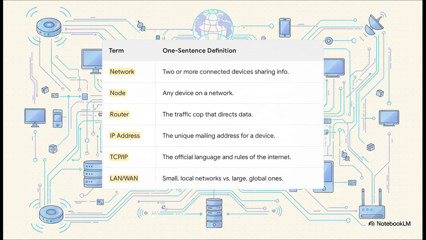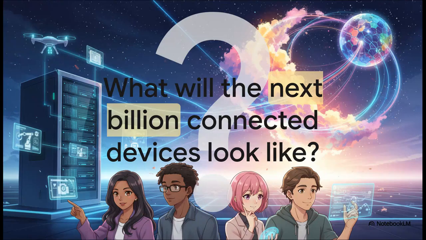And here it is, the ultimate summary. If you can explain these 6 concepts, you have a solid, fantastic foundation in computer networking. A network connects nodes. A router is the traffic cop that directs data using an IP address. The whole thing works because of the rules of TCP/IP, and it all happens on small LANs and giant WANs. Boom! That's the core of it right there. So there you have it. You're ready for that exam.